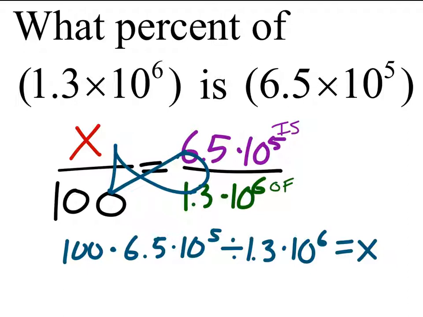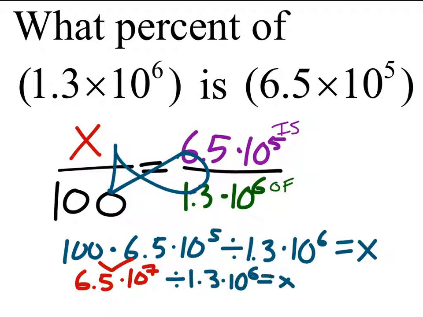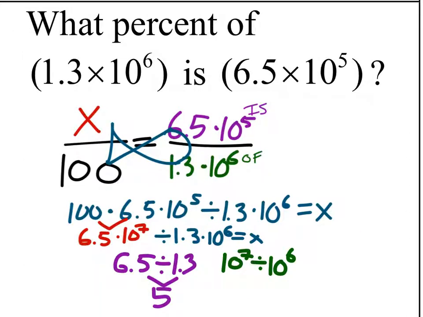Well, we could do that in a calculator. We could work with them directly as well. That's okay. So if I multiply 100 times 6.5 times 10 to the 5th, I get 6.5 times 10 to the 7th. But I would still need to divide that by 1.3 times 10 to the 6th. That will tell me x. So when I combine these, I got 10 to the 1st. So that's 5 times 10 to the 1st. Done.